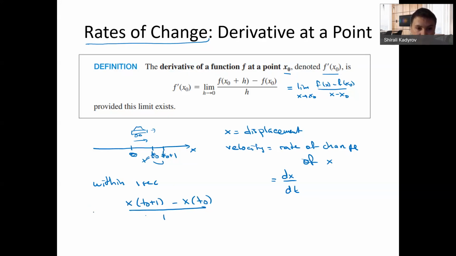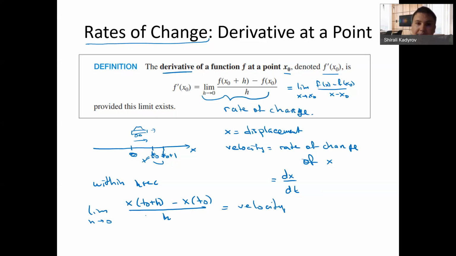But if you want to compute the instantaneous rate of change, you need to let this one be like your h, in seconds. Then you let h go to 0, and that would be your velocity. So, long story short, another way to interpret the derivative is as a rate of change.